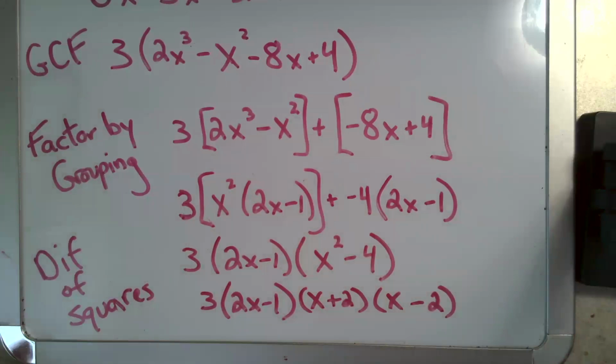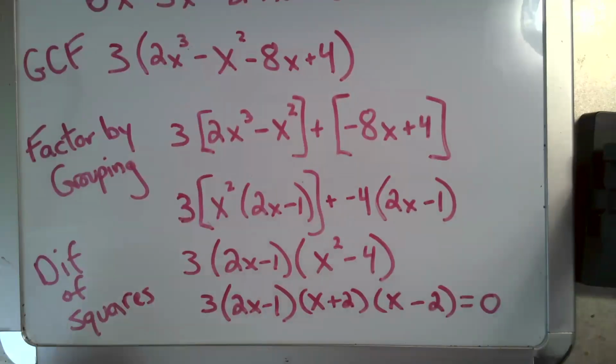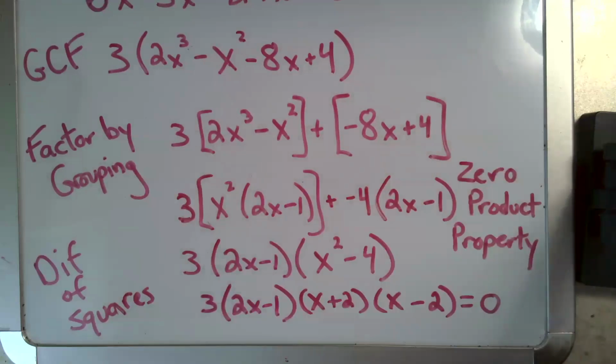Now, here's a bonus. Let's say our original problem actually wanted us to solve, then my zero product property says that the only way that this times this times this equals 0 is when this equals 0, which happens when x equals 2, when this equals 0, happens when x equals negative 2, or when this equals 0, happens when x equals 1/2. And if you weren't sure how I got any of those, I literally set each of them equal to 0 and then solved for x.